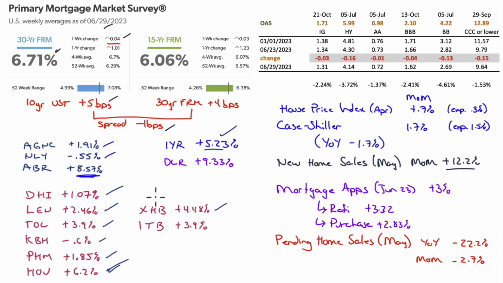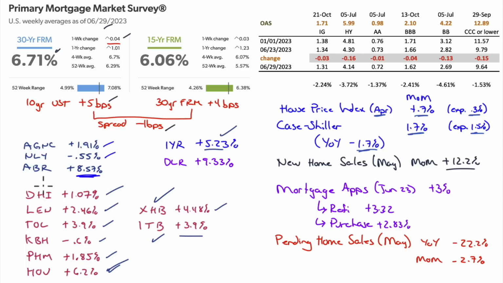ITB, this is home construction. This is home builders, home construction up 3.9%. Look what's going on here. House price index for April, month over month, up 0.7. The expectation was up 0.3. Housing prices are stronger than expectations. Case-Shiller up 1.7%. The expectation is 1.5. Year over year, after 500 basis points of increases in the federal funds rate, housing prices have only given back 1.7%. Only given back 1.7%.